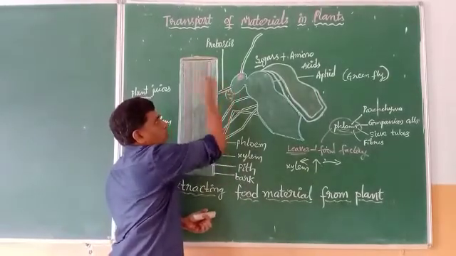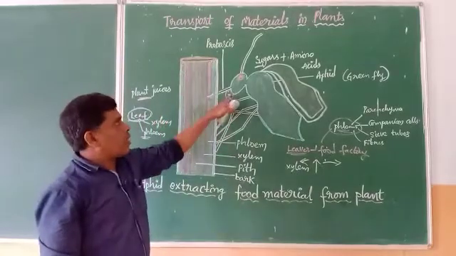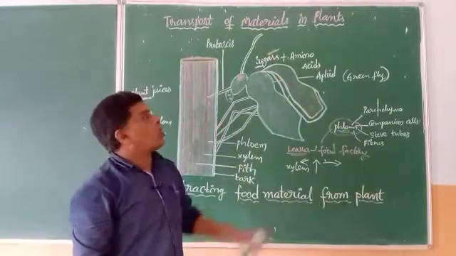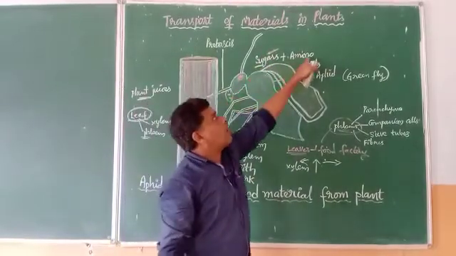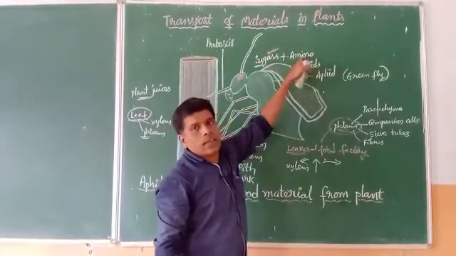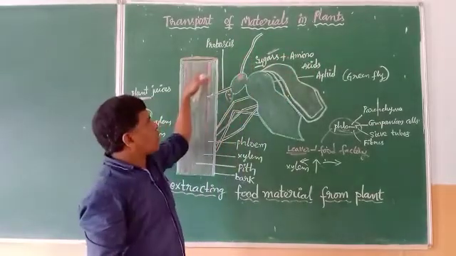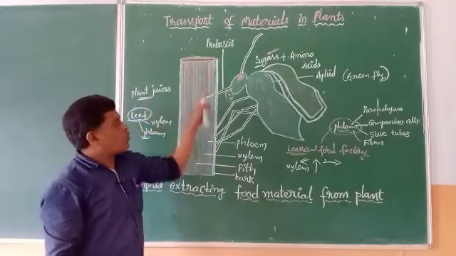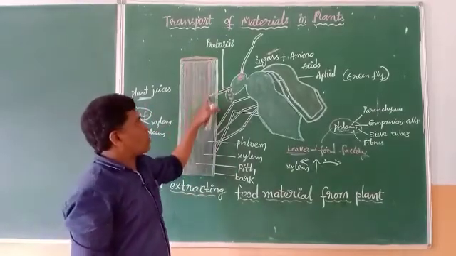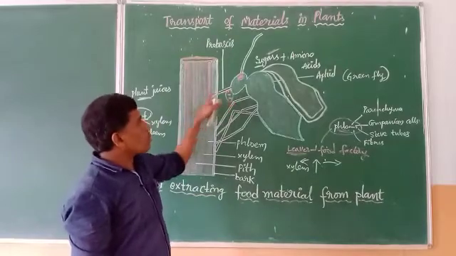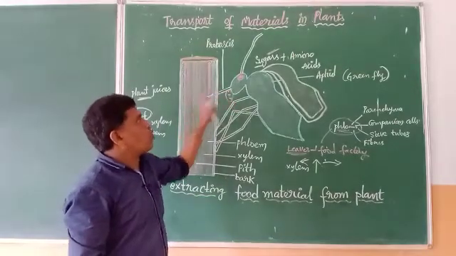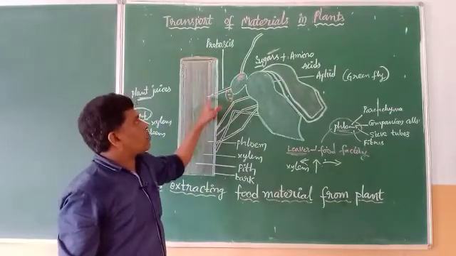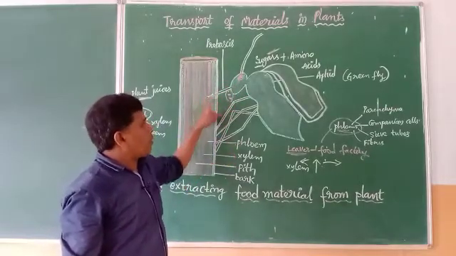This juicy part was collected, taken into the lab and tested. They found that this sugary material consists of sugars and amino acids. This was exactly the same type of substance which was found in the leaf or in the stem region, taken from the phloem. With this, they concluded that phloem is responsible for the transport of the food material in the plant.